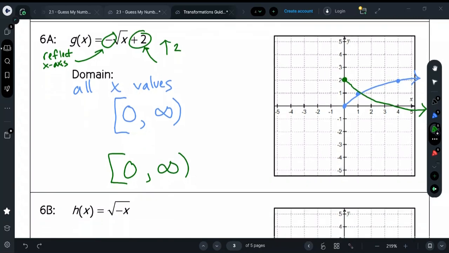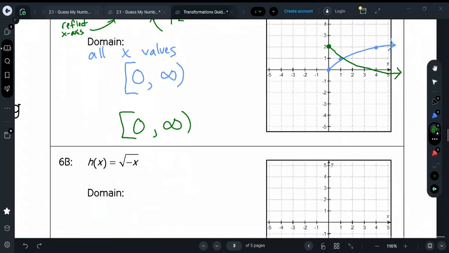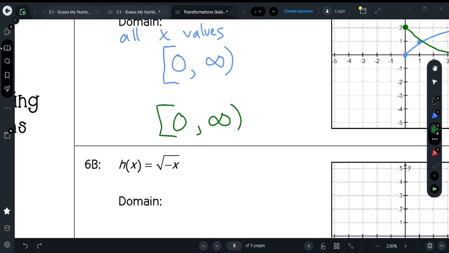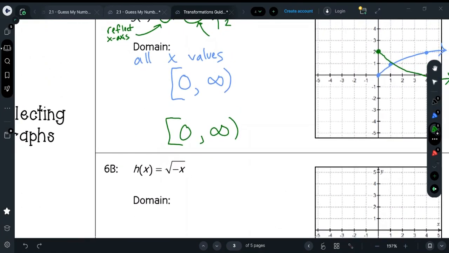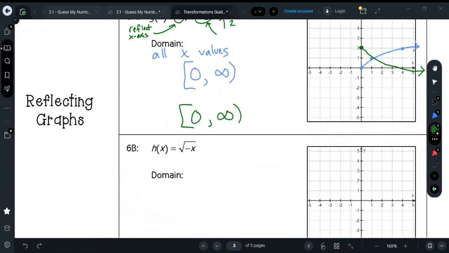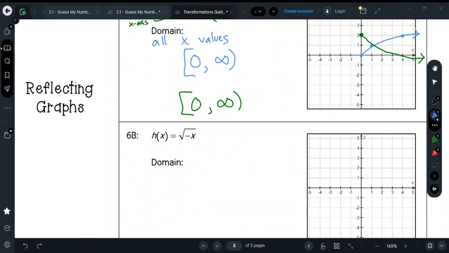Okay, next one, 6b. Our function is h of x equals the square root of negative x. Now they still want us to do the same thing. Let's graph the parent function. So we'll keep the parent function again in blue. So this graph is the graph of square root of x. And then next we'll do this one here.